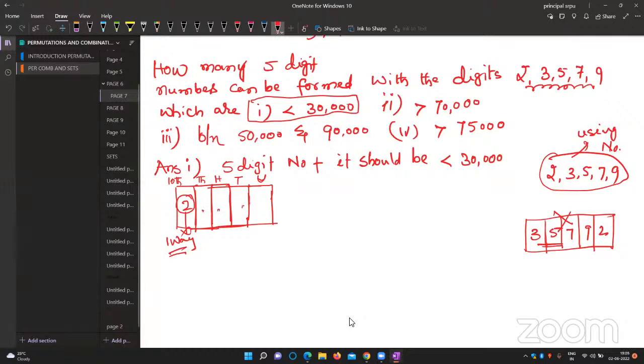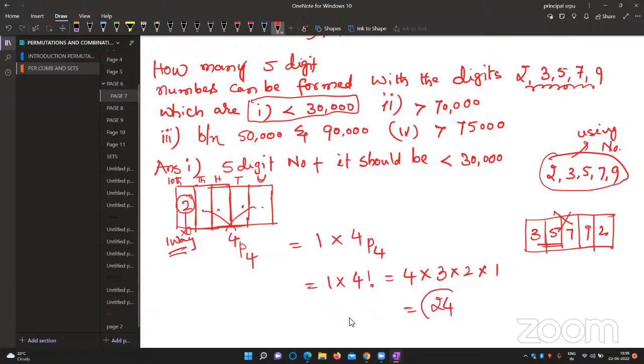How many numbers are there in total? 2 is fixed here, so we are left with 4, and out of 4 we have to arrange 4. The total answer is 1 way into 4P4, that is equal to 4 factorial, which is 4 into 3 into 2 into 1. 4 3s are 12, 12 2s are 24.